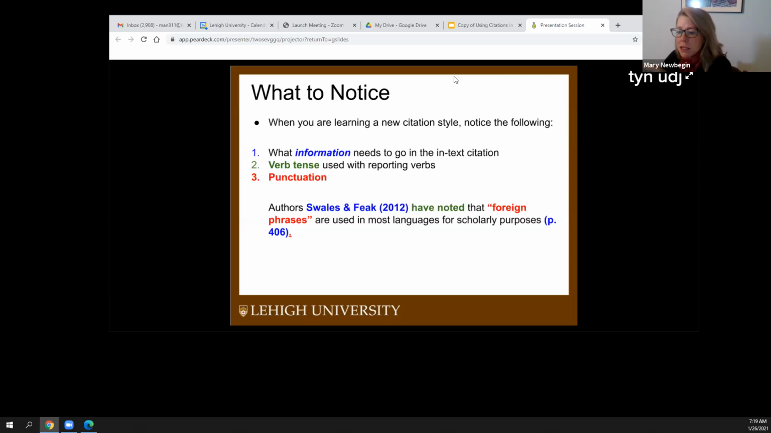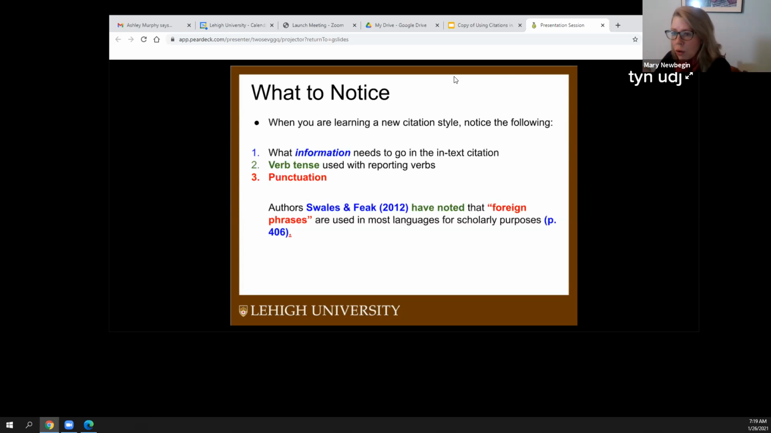And then verb tense is important. So in green, you see verb tense. Here they're using present perfect: note, have noted. And then you see the punctuation around foreign phrases, and then in red again, that period at the end of the second parenthetical citation. So what is parenthetical? Well, that just means that it's information that's enclosed in parentheses.